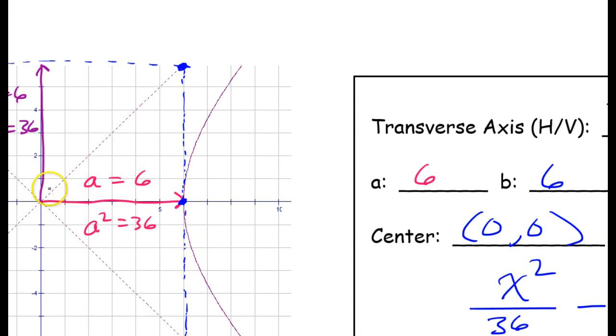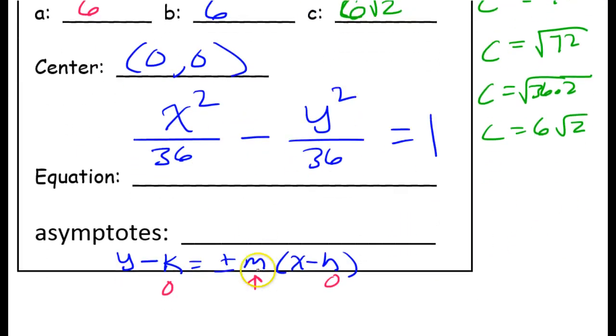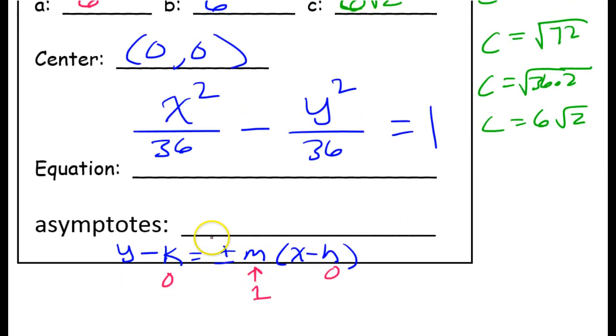Well, this seems to be going up 1 over 1. Or you could think of it as up 6 over 6. Either way, it simplifies down to 1. So the slope is just going to be 1. So substituting all those values in, I have y equals plus or minus x.